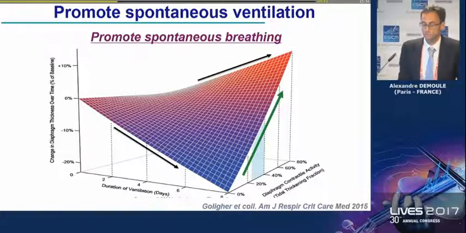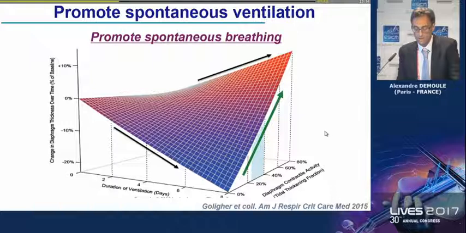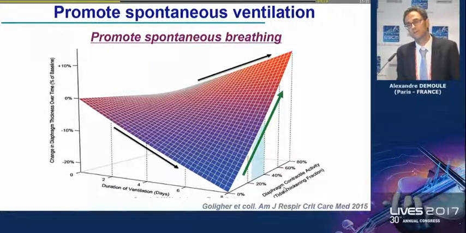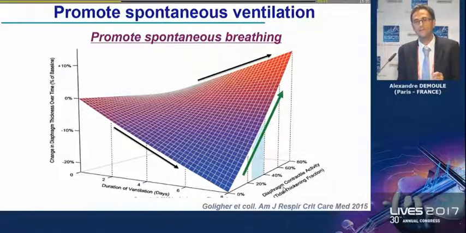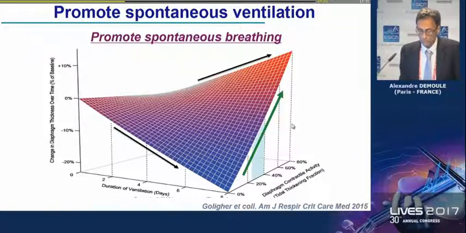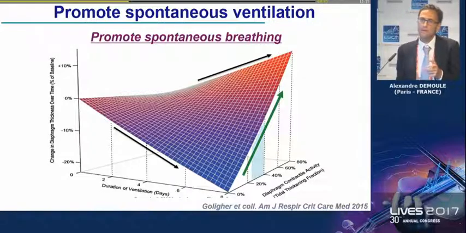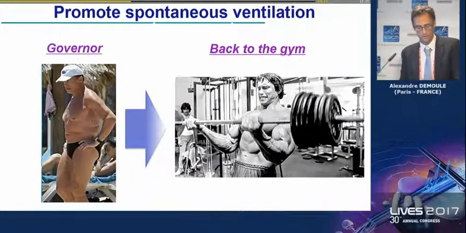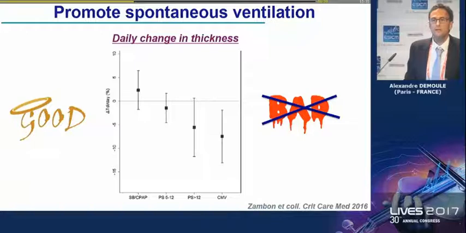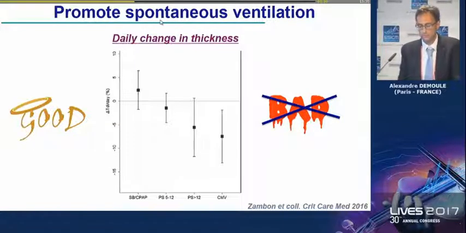Actually, in the very nice study from Goligher, they looked at the impact of contractile activity of the diaphragm. They measured the intensity of the contractile activity of the diaphragm every day. And they showed that the more the diaphragm was contracting spontaneously, the more it prevented the change in diaphragm thickness. So promoting spontaneous ventilation, making the diaphragm contract spontaneously, will prevent this change in diaphragm thickness. So you take the governor back to the gym, and then the muscle will be back. And this is probably the good thing that we can do to the diaphragm by promoting spontaneous ventilation.